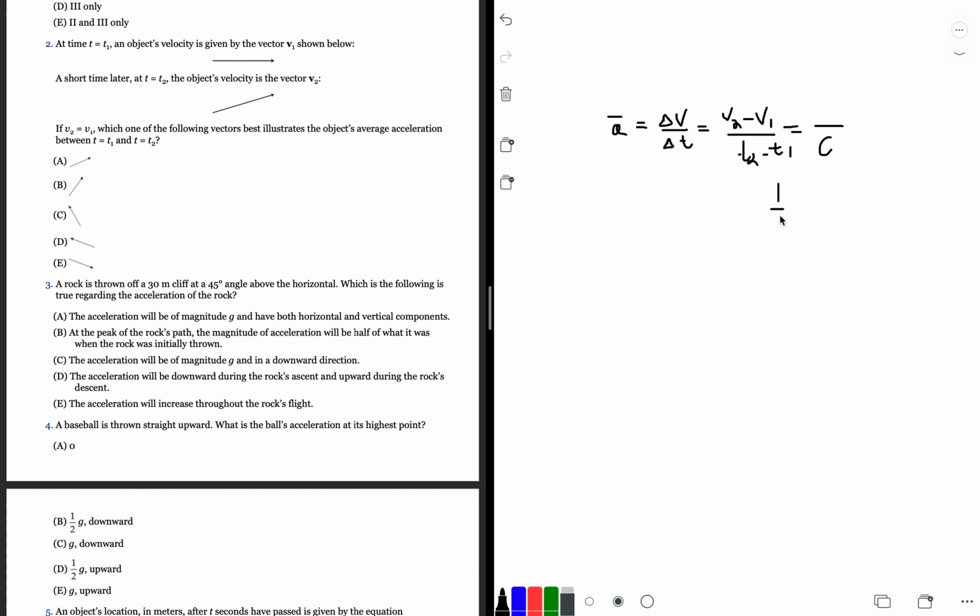And in other words, the average acceleration is equal to 1 over c times a vector, right? A vector minus a vector is a vector. So we have vector 1, velocity, time sub 1, and then we have the vector 2, okay? So here's the thing. Vector 2 minus vector 1. We know in vector subtraction we can write this as vector 2 plus the opposite of vector 1.